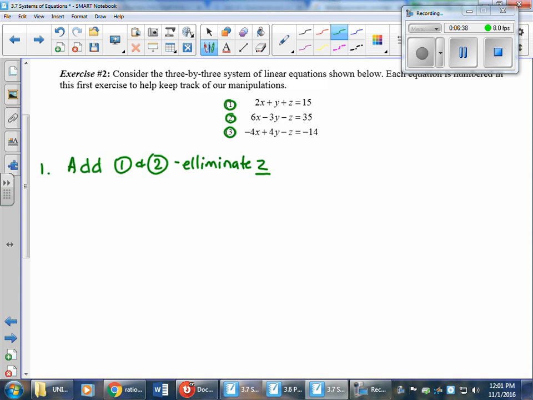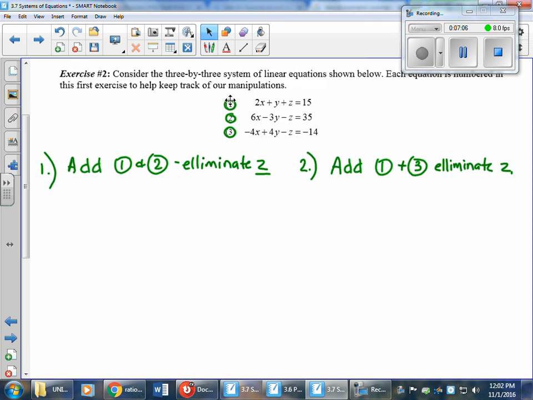And then what are we going to do after that? Remember, we did 1 and 2. You can't do 1 and 2 again, but you could do 1 and 3 and add those two together. So the second thing I'm going to do, so here's 1, here's 2, is add 1 plus 3. And again, eliminate the z. So let's continue doing that part.